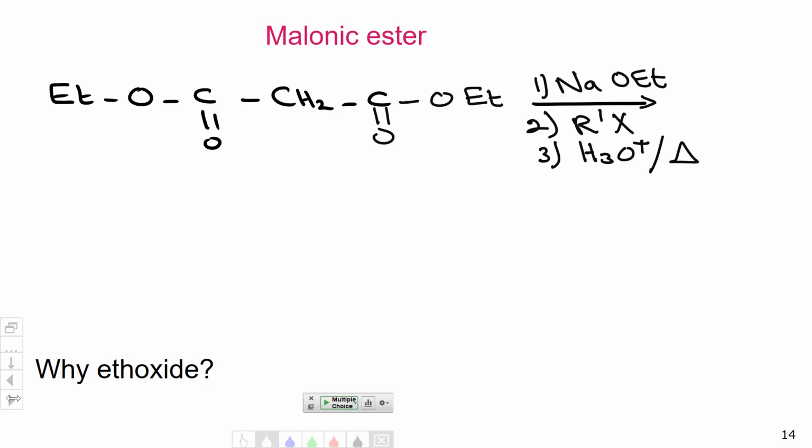Now, the usual precursor that we use is what we call malonic ester, and this is the structure of malonic ester. So from now on, when I say malonic ester, you need to understand that it is a CH2 between two C double bond O of an ester. The Et in here represents a CH3CH2.